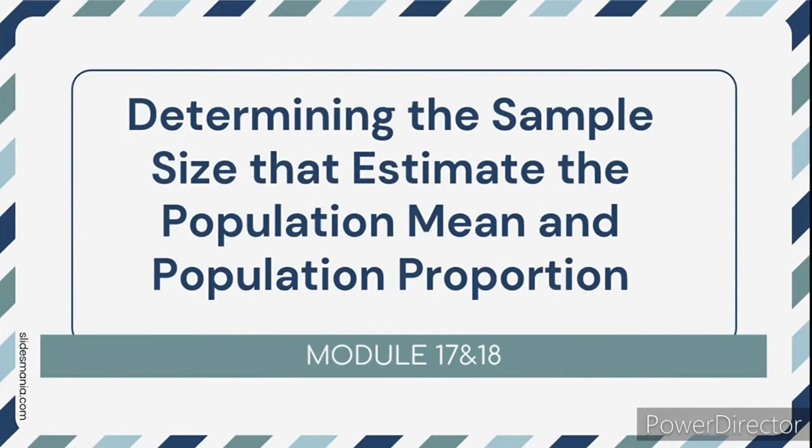Vaughn, please read the title. Disregard the number of the module here. This is not 17 and 18. This is number 13. Vaughn, what is the title of our lesson for today? Determine the sample size that estimates the population mean and population proportion. Thank you, Vaughn. Determining the sample size.